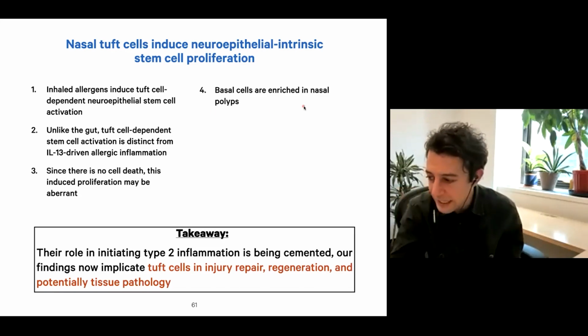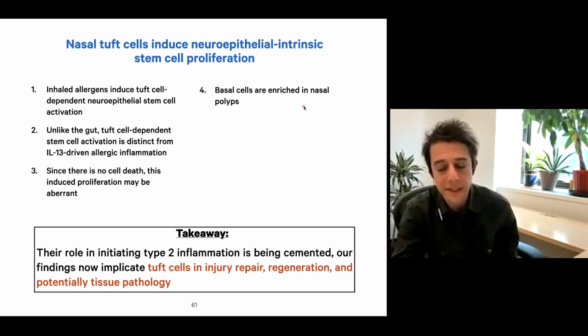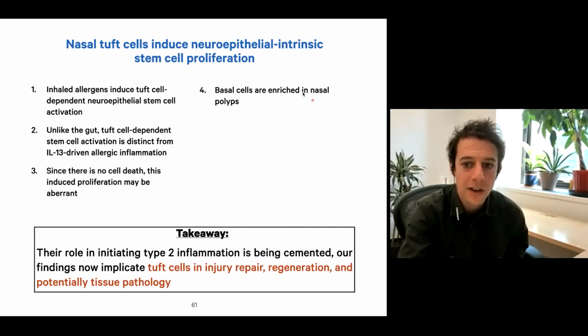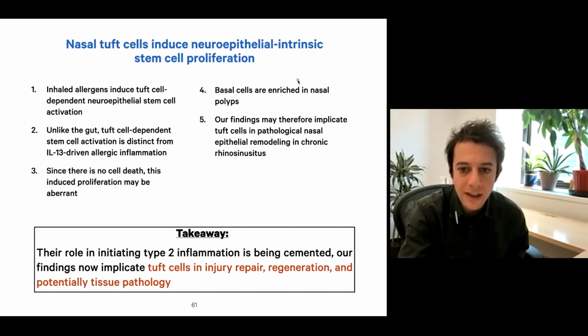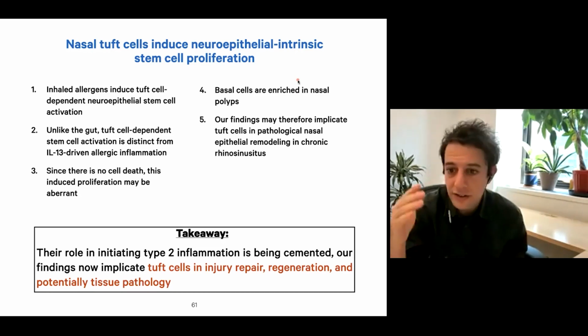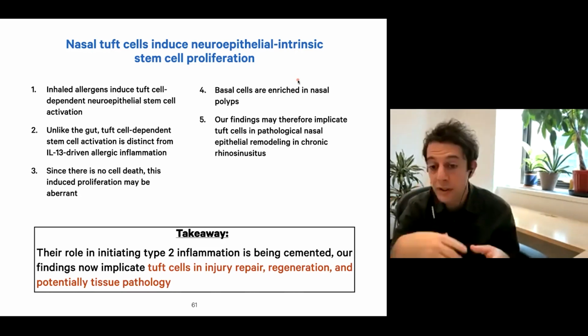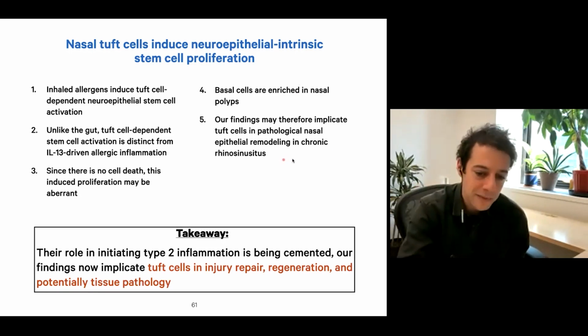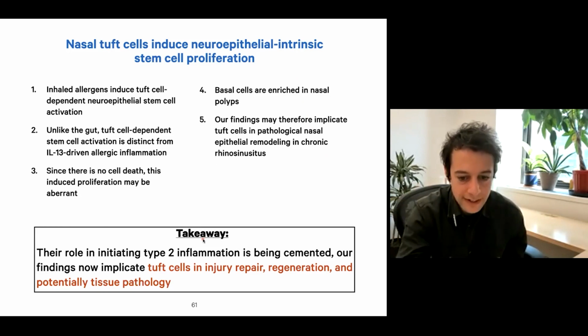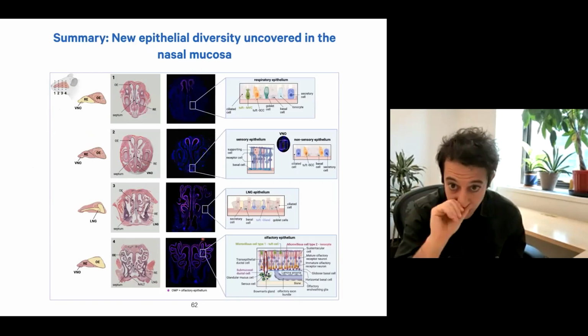And one of the things that we've been thinking about from reading the literature, particularly Nora Barrett's recent study, is that these basal cells are actually really enriched in nasal polyps, which are a feature of chronic rhinosinusitis, as you all likely know better than me. And so it would be very interesting if these tuft cells were signaling to the olfactory stem cell and driving pathological proliferation. So one of the take-home messages is that tuft cells have been established now for a few years as drivers of type 2 inflammation. But now these new findings are implicating them in injury repair, regeneration, and potentially in tissue pathology.